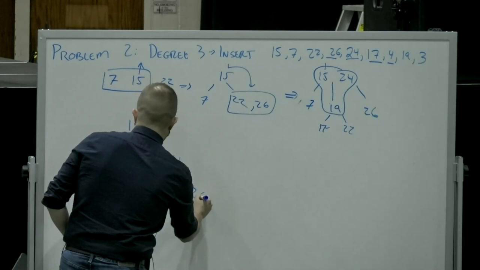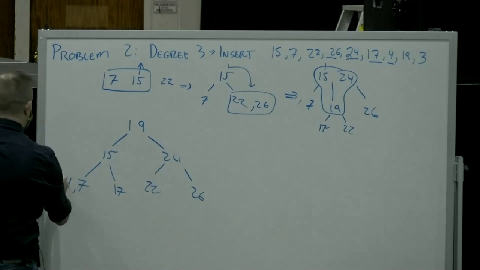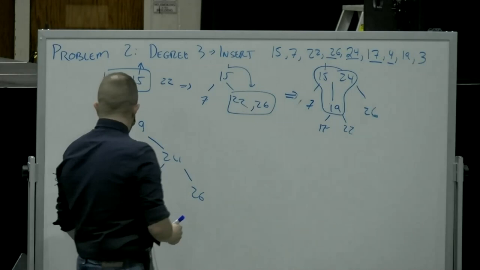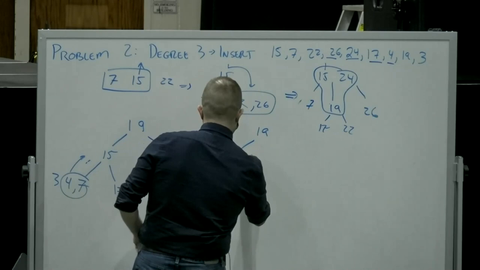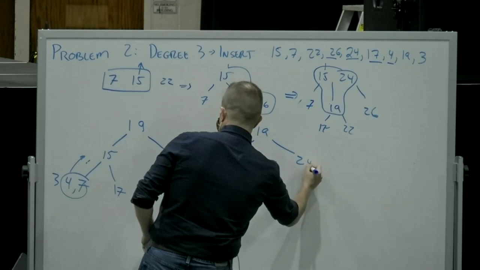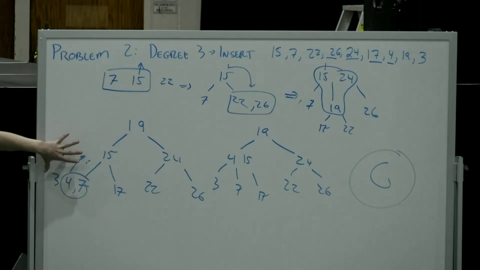And so we would have 4 there and everything. 3, this last one here, we'd have an insertion. We'd move 4 up. And then we'd have 19. Now we can move this up here. We would have 4, 3, 7, 15, 17. And then over here, this is 24, 22, and 26. And if I remember correctly, that's choice C. Does everybody see what I did here in this particular step?